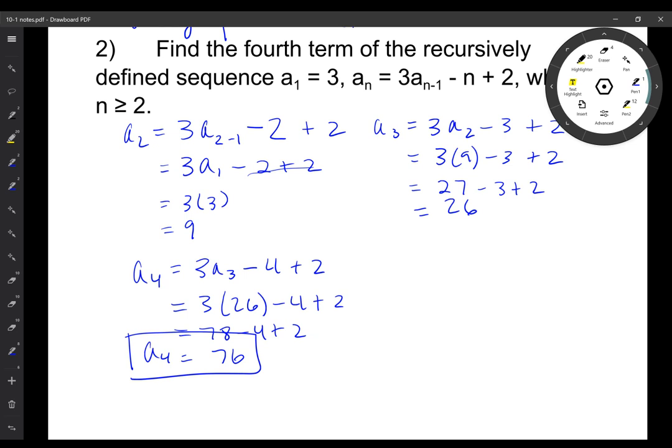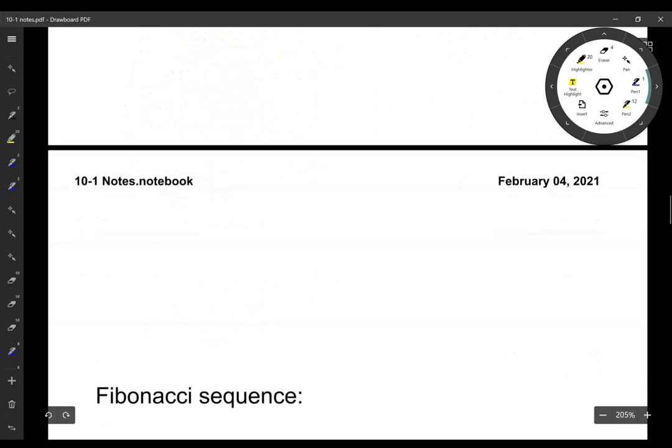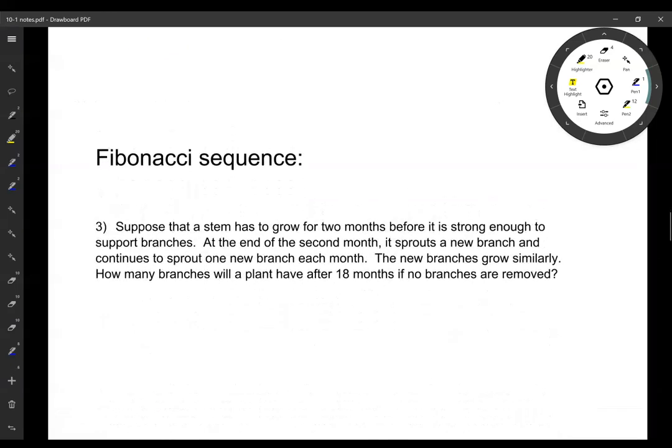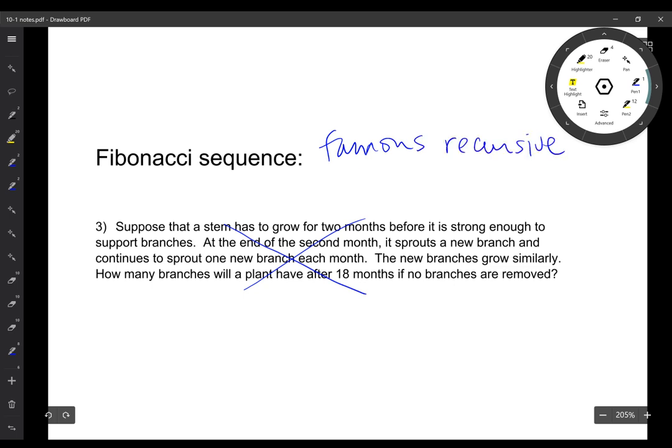So this is really just kind of all about these sequences and series today. So far we're just looking at sequences. Fibonacci sequence, we're not going to do this example, but I do want to go over what a Fibonacci sequence is. It is a famous recursive sequence. I really wish we could watch some videos on it. You should absolutely search on YouTube for Fibonacci sequence. You will not be disappointed. And it's found in nature.